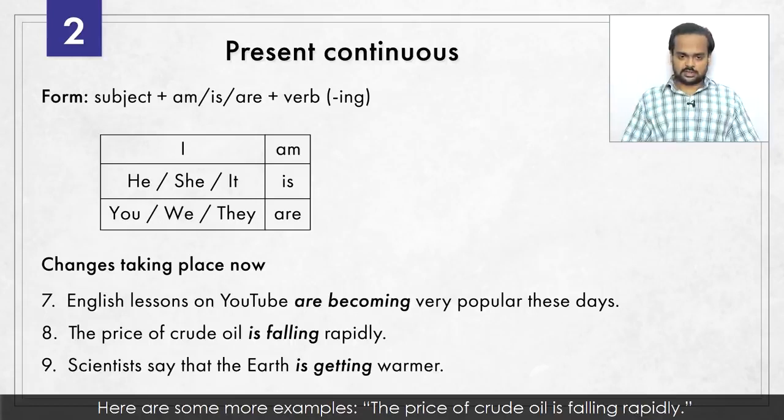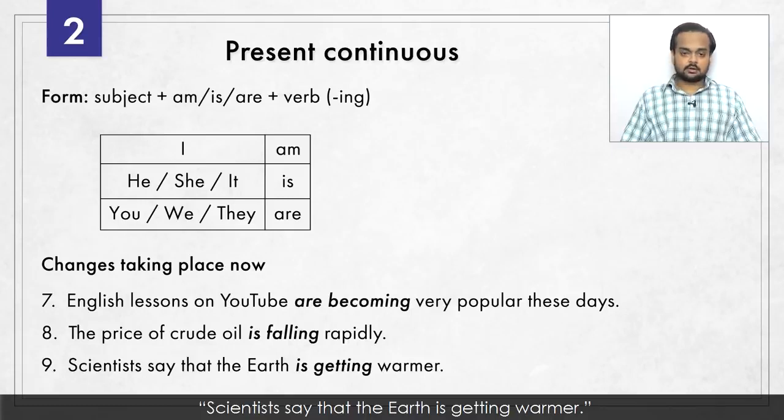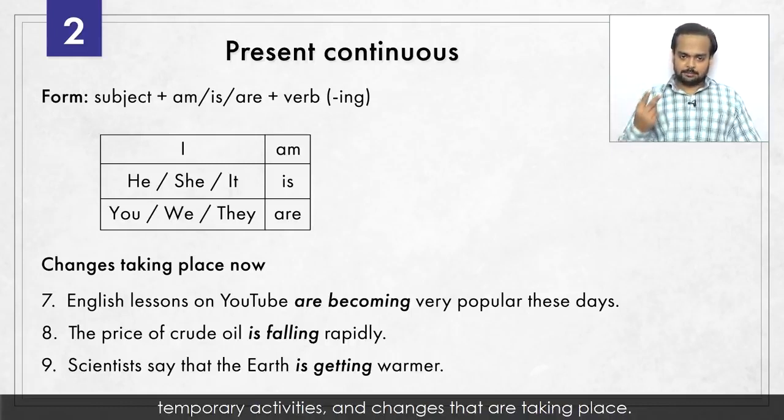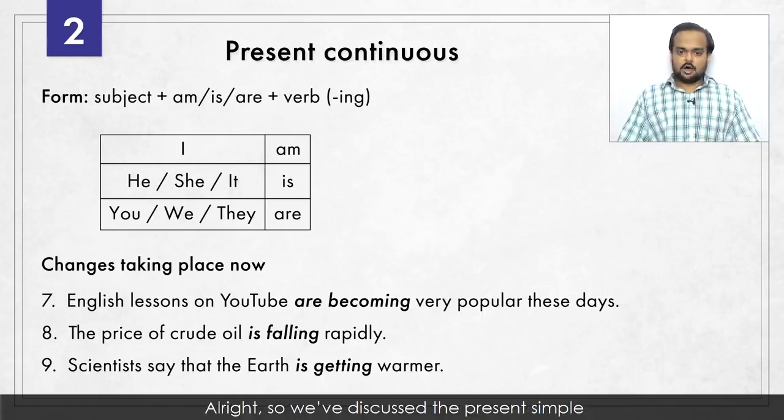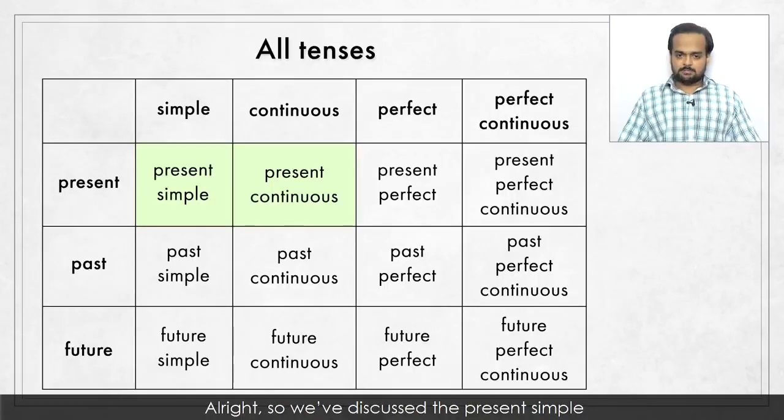Here are some more examples. The price of crude oil is falling rapidly. Scientists say that the earth is getting warmer. So remember that the present continuous tense is used to talk about actions happening now, temporary activities, and changes that are taking place. Alright, so we've discussed the present simple and the present continuous tenses.